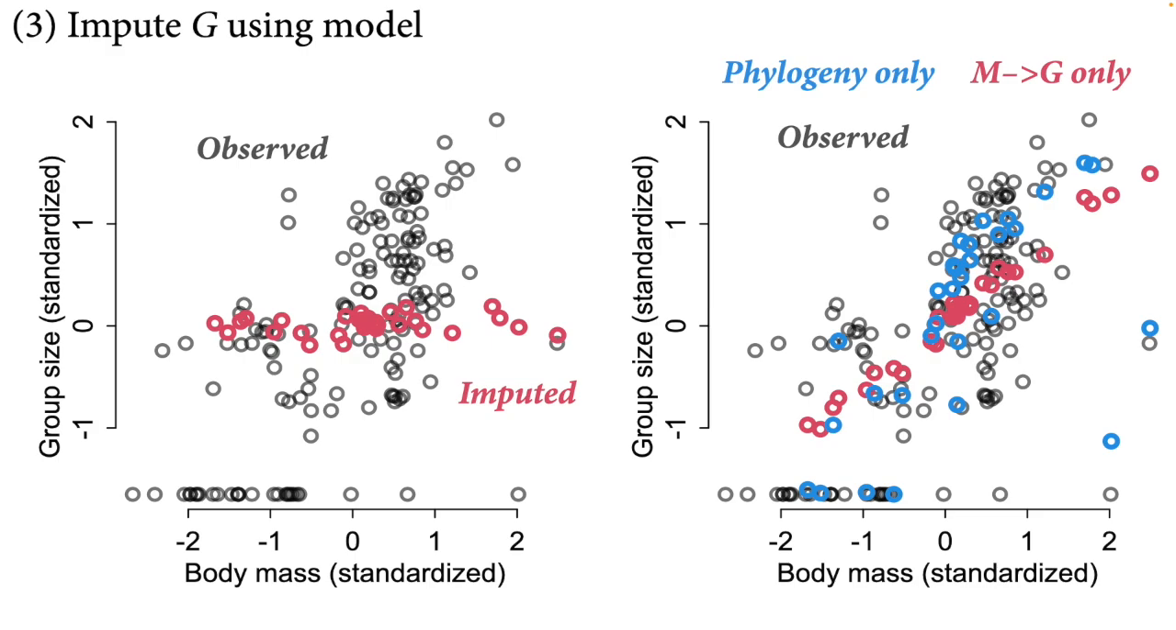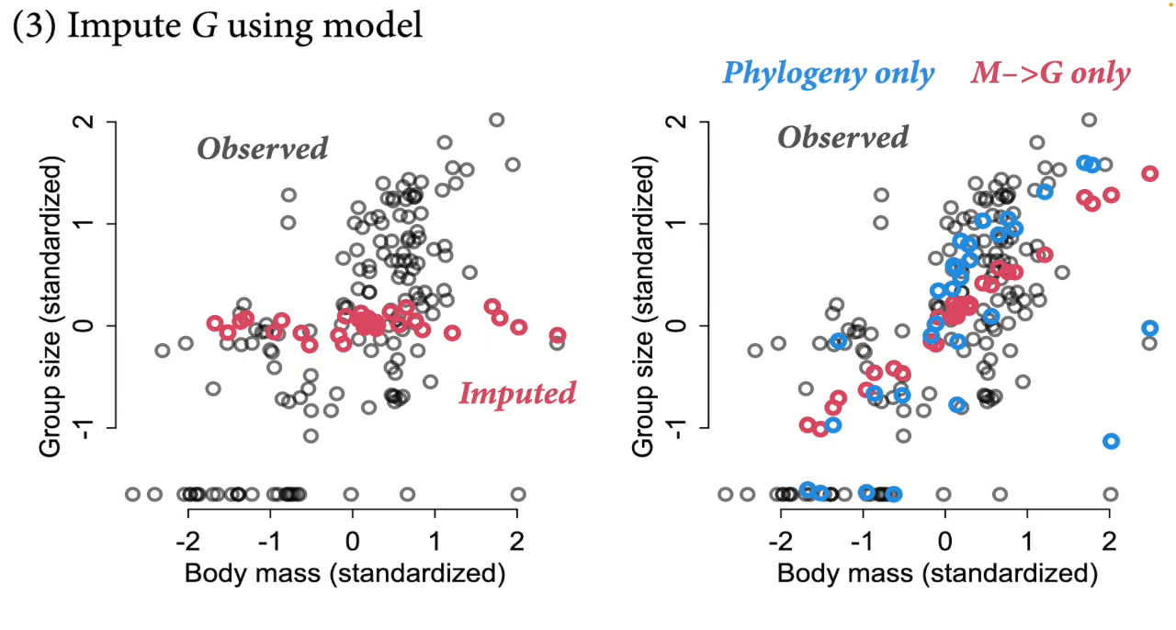Then we consider phylogeny only, ignoring the influence of body mass. And these are the blue points. These are the posterior means of imputed values using phylogenetic covariance. And that is when we haven't observed the group size for a particular species, the imputation of its group size is informed more by its close relatives on the phylogeny. I'll say that again. When we haven't observed the group size for a particular species, the imputed value is informed more by its close relatives on the tree.